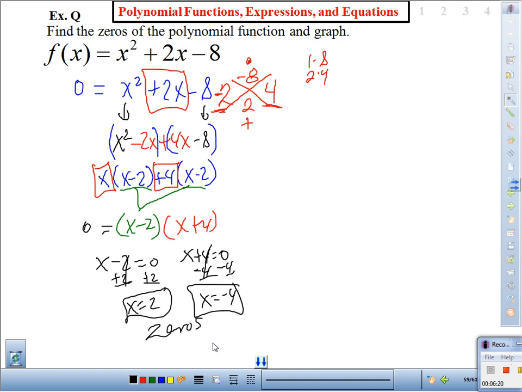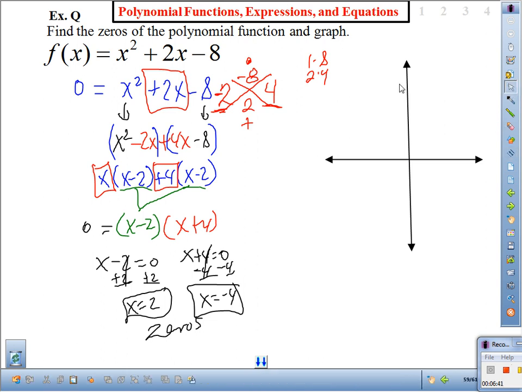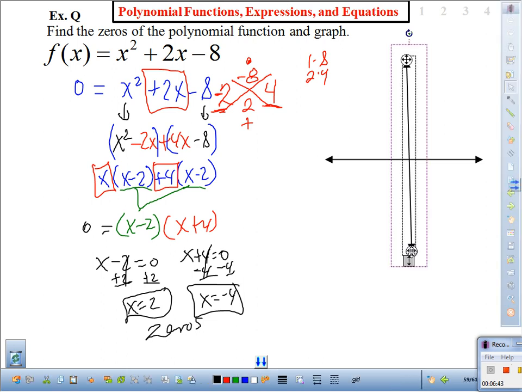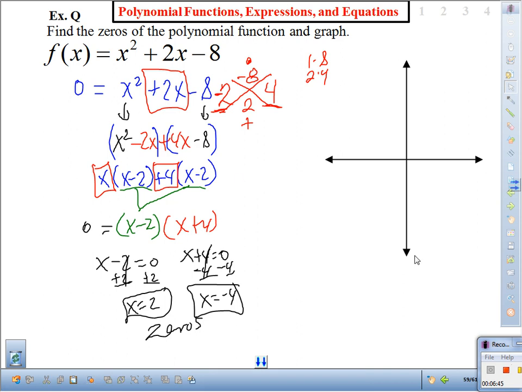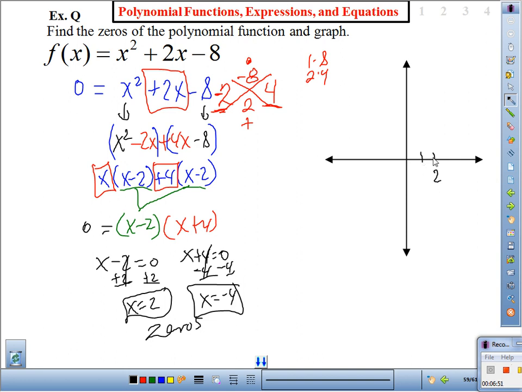So far, so good? All right. Here we go. Let's graph. That's why you should save. Okay. Get your graph in front of you. Label the first coordinate plane. Label it Q so that you know it references example Q. Here we go. The first 0 is 2. 1, 2. Plot your point. There it is. The other one is negative 4. 1, 2, 3, 4. Plot your point.